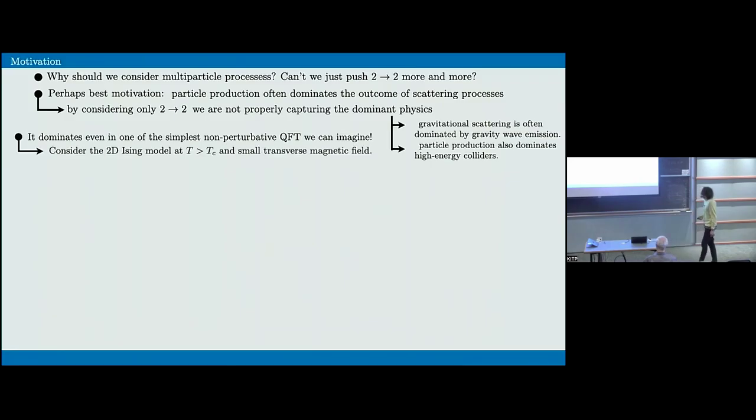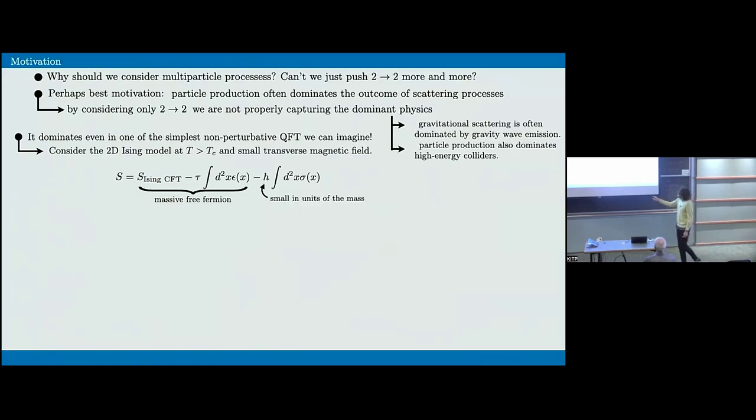For example, let's consider the 2D Ising model at above critical temperature and some small transverse magnetic field. So this is a very simple model. We start with the simplest minimal model in 2 dimensions, the Ising CFT. We deform it by the energy operator, and then we deform it by the spin operator. So the first 2 terms just give a massive free fermion. The mass scale is set by tau.